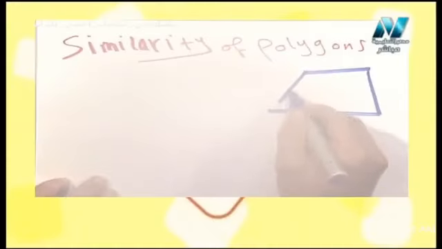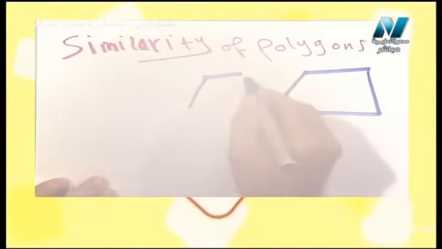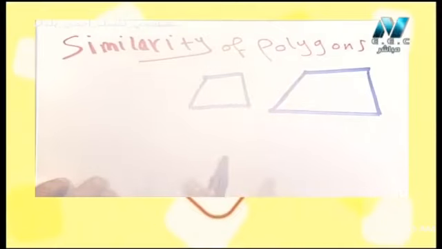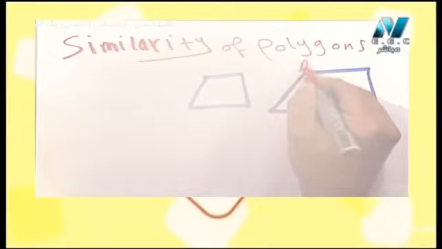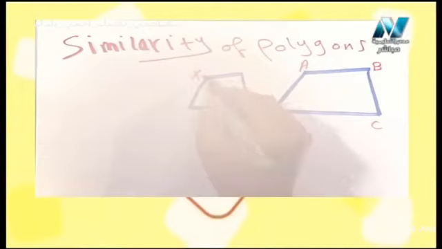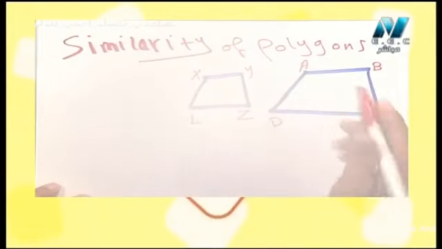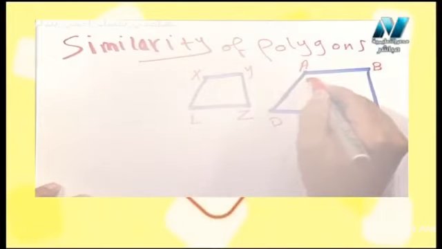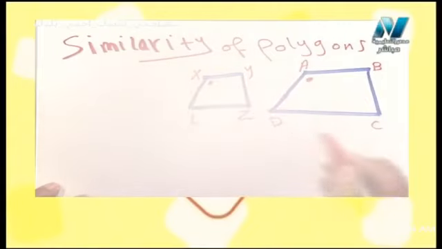If we have two polygons like that, one of them small and one of them big, we will investigate if they are similar or not. If this polygon is called ABCD and this one is called XYZL, we have here measure angle A and measure angle X. A is the corresponding angle for X.